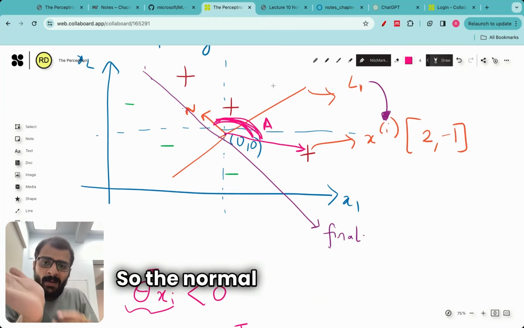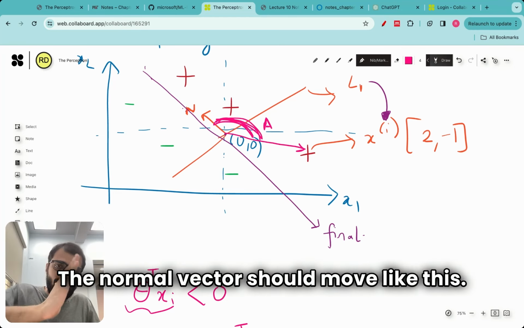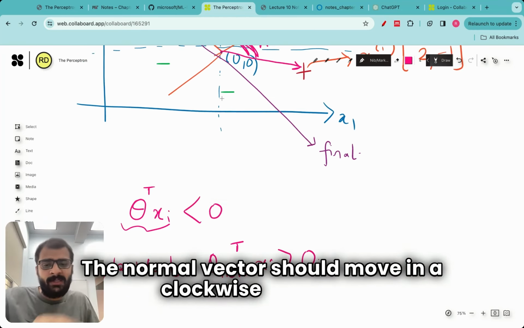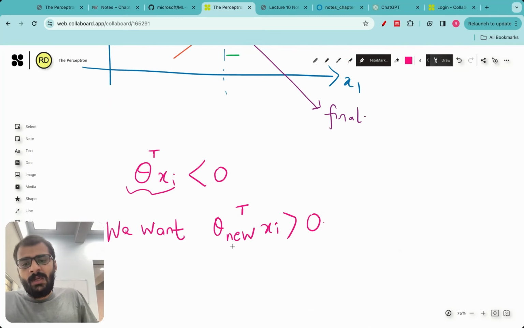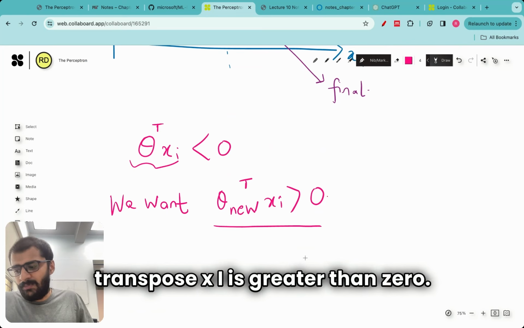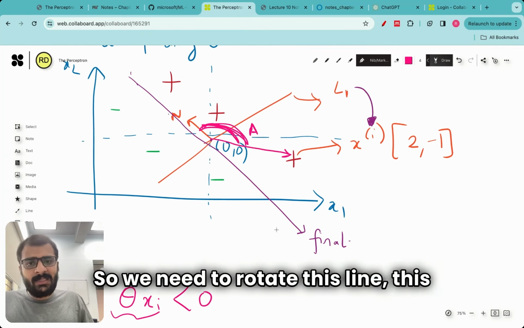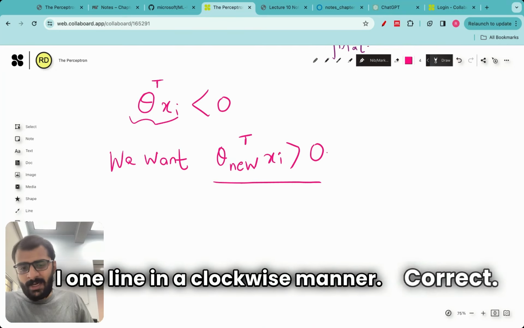So the normal vector, look at where my hand is pointing. The normal vector should move like this. The normal vector should move in a clockwise direction. And that will make sure that theta nu transpose xi is greater than 0. So we need to rotate this line, this L1 line, in a clockwise manner, correct?